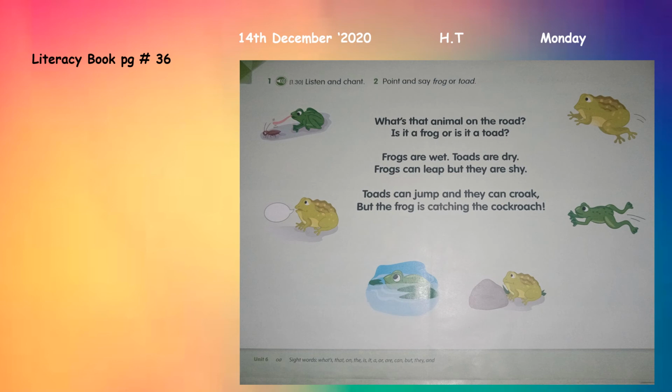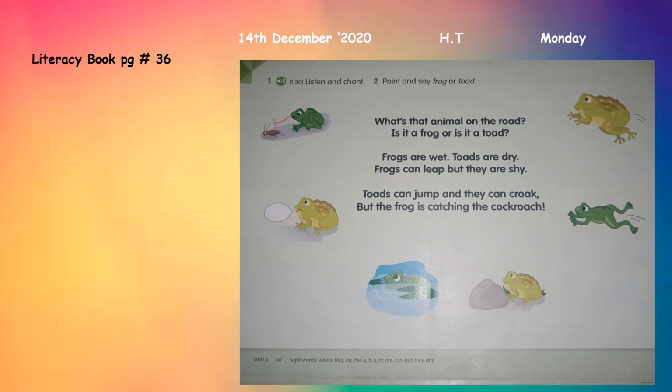Toads are dry. Dry. Full stop. Frogs can leap. Leap. Frogs can leap, but they are shy. Frogs can leap, but they are shy. Full stop.